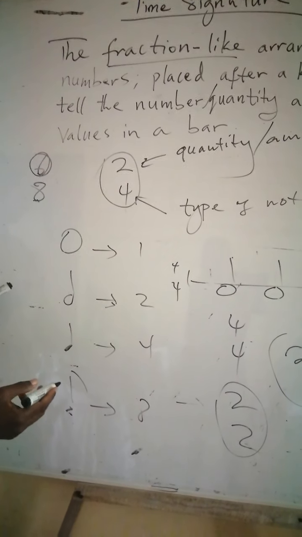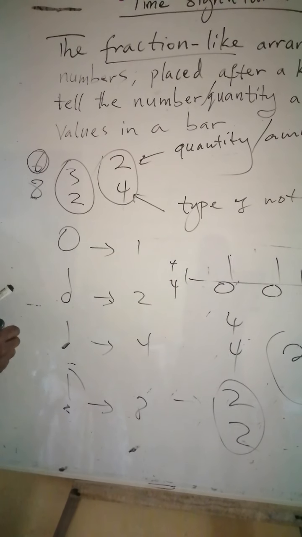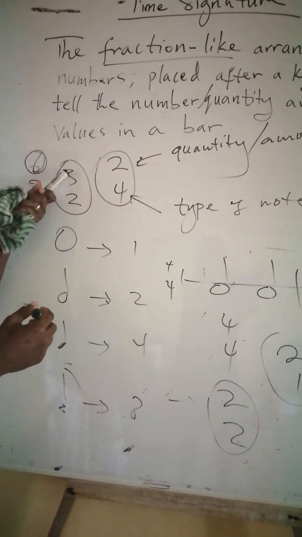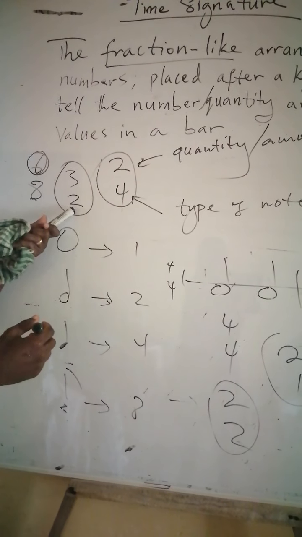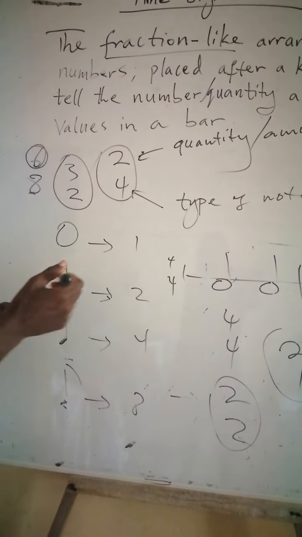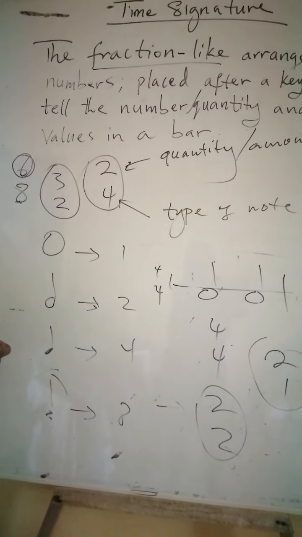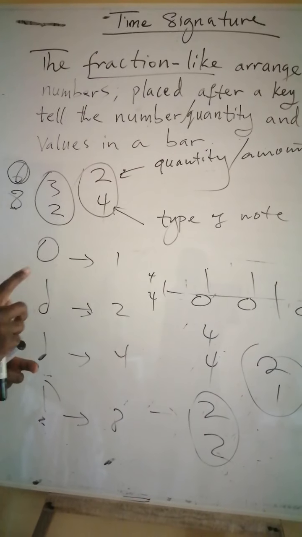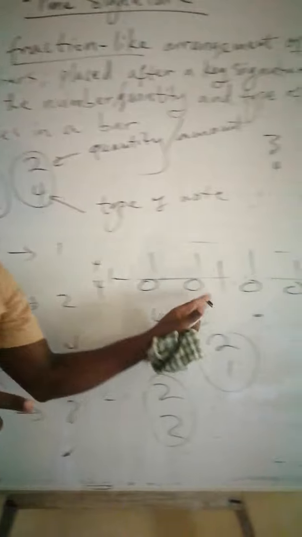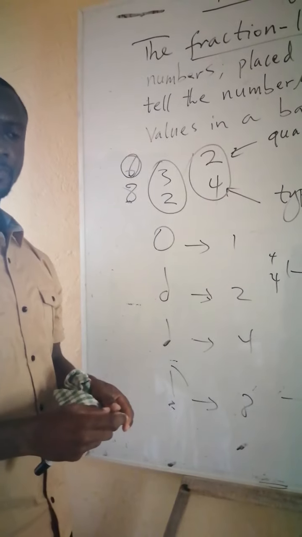If I should write 3, 2, it means that you interpret it as 3 minim beats in a bar. 3 minim beats in a bar. This lesson is really going to focus on how we can interpret or read a given time signature. We'll talk more of their implication in the staff or in the bars in the next lesson.